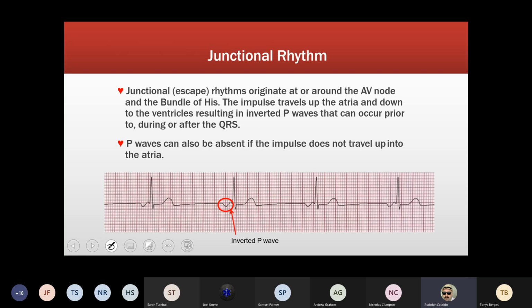Here is an example of a junctional rhythm. Do you see a P wave there? What do you notice about that P wave? Inverted. Yeah, it's upside down, right? If you have a P wave that is absent or upside down, it is a junctional rhythm. It has to be all of them. It can't just be one. All of them have to look the same. Either all are absent or all are upside down to be a junctional rhythm. Still narrow because it's coming from above the ventricles.